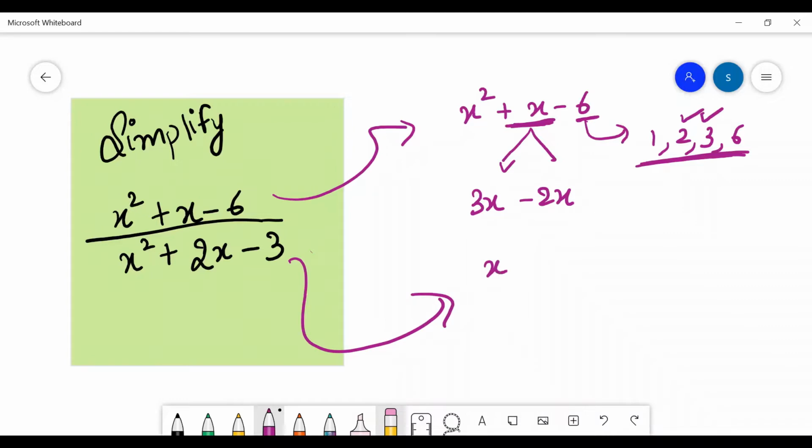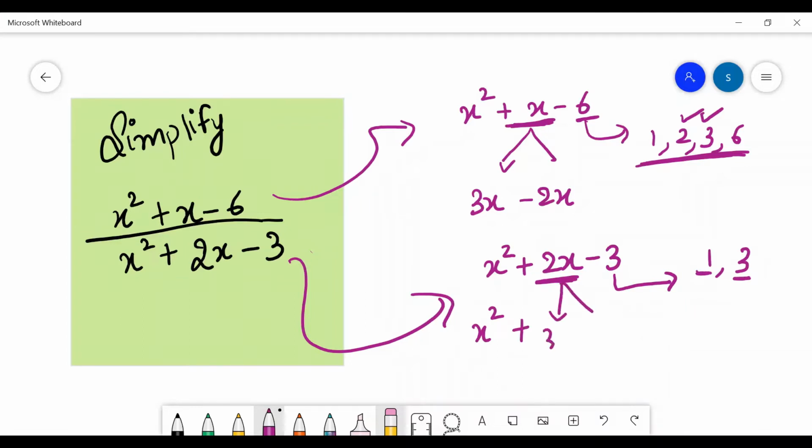And for the denominator, we have x squared plus 2x minus 3. So again, I have to split 2x here. So I'm going to take the factors of 3, which is the constant term. So what are the factors of 3? It's just 1 and 3, right? So use these numbers 1 and 3 to split 2x. So I'm just going to take x squared plus this 2x, I'm going to split it as 3x minus x, and I'm going to write minus 3 as it is.